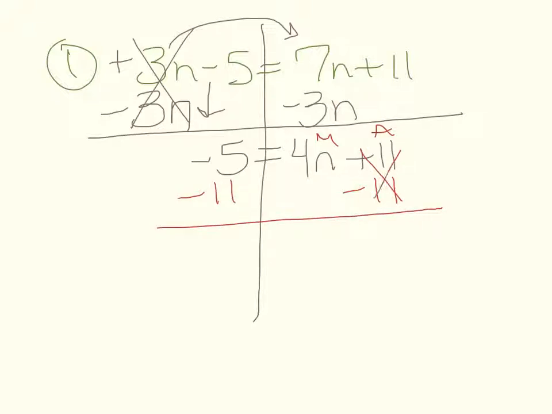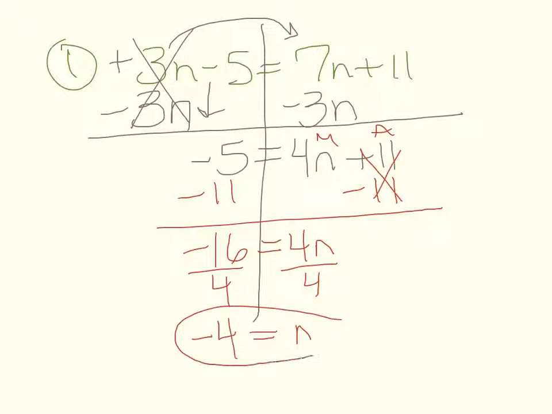That cancels, so I have my 4n equals, now here I have a negative 5 and a negative 11. So you owe $5 and you owe $11, which means I owe 16. Divide by 4, and n equals negative 4. So negative 16 divided by 4 is negative 4. Now you notice my variable stayed on the same side. I didn't move it from one side to the other. It's a good habit to get into. Always leave things where they are.